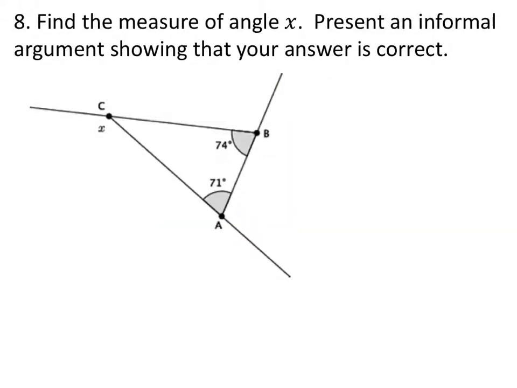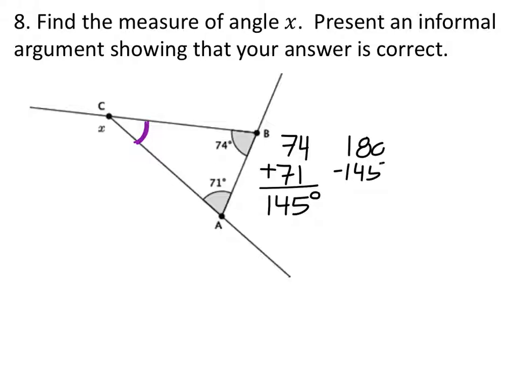Alright, on this one, we want to find the measure of angle X. We can do this by using the remote interior angles, but most of you seem to like this way. So we'll find this angle first. 74 plus 71, that's 145 degrees. We're going to subtract that off of 180 so that we know the measure of that third angle in purple there at 35 degrees.